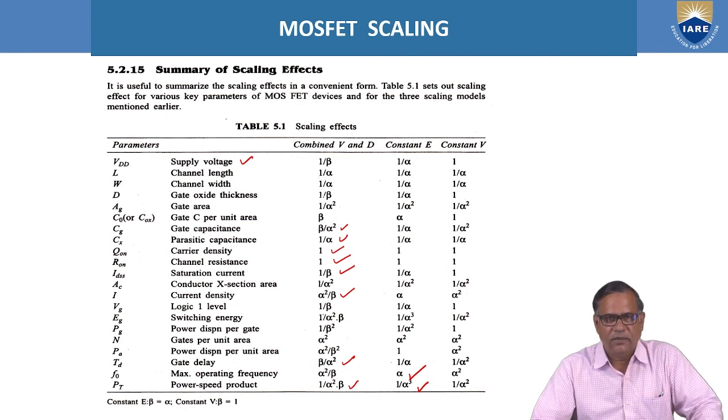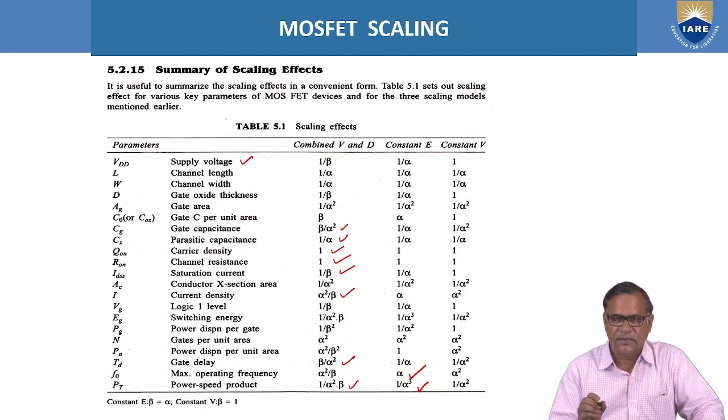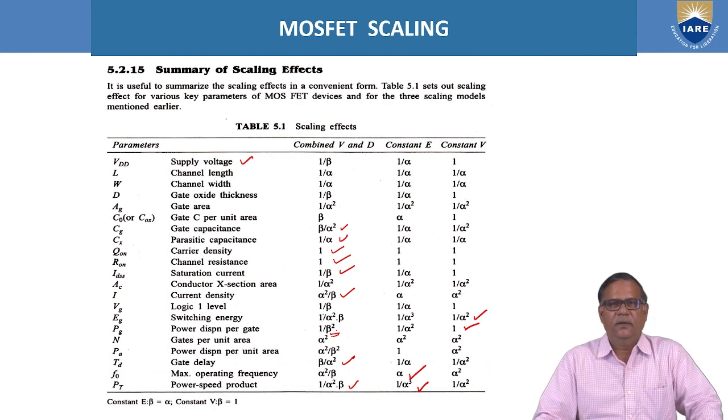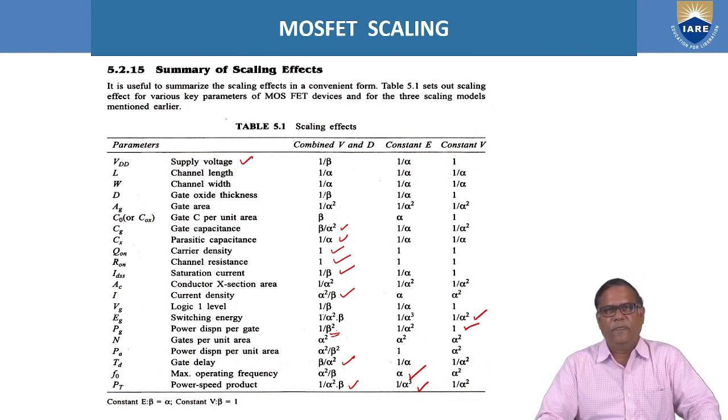To get the equations for the constant voltage model, you assume that beta is equal to 1. Wherever beta is there, you assume that it is 1. For example, power dissipation per gate is 1 by beta square, and beta is equal to 1 for the constant voltage model, so it becomes 1. Similarly, switching energy is 1 by alpha square beta for the combined model, and for the constant voltage model it becomes 1 by alpha square because beta is equal to 1.